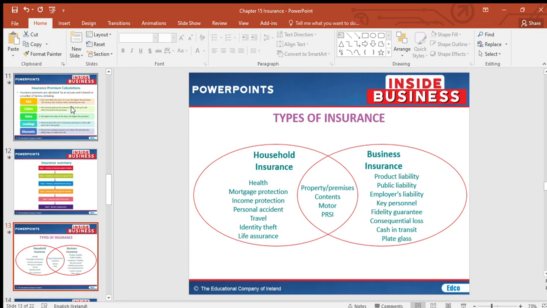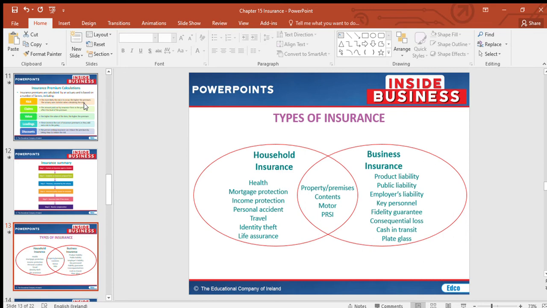I'm not going to call out each one, but the left side of the Venn diagram there is our household insurance. These are different insurances for a household, and what I mean by a household is generally just a person. You're not a business. So it's just you yourself, not necessarily all to do with the house.